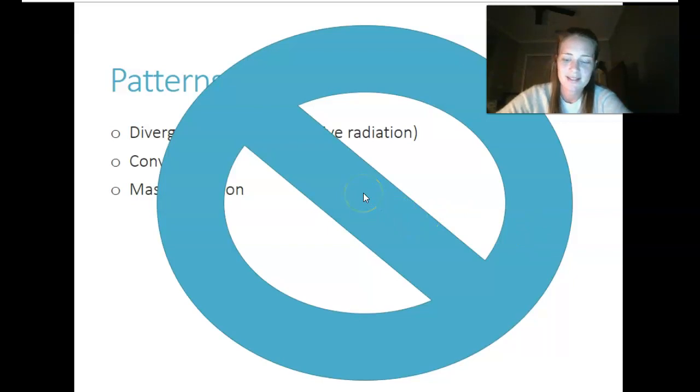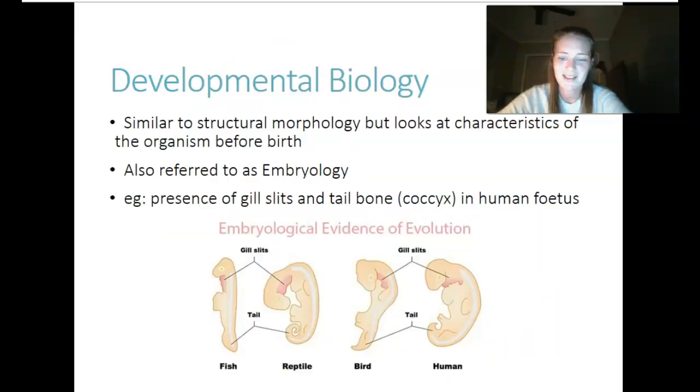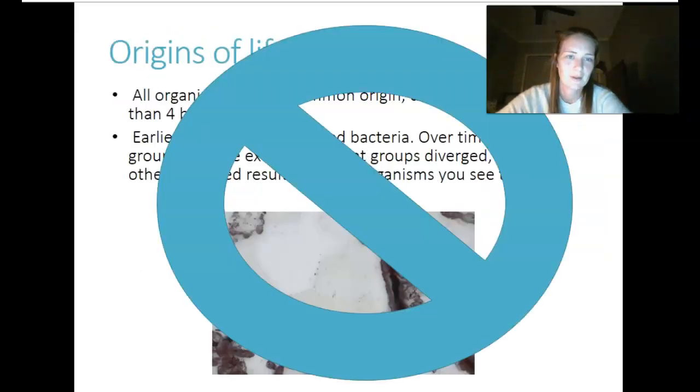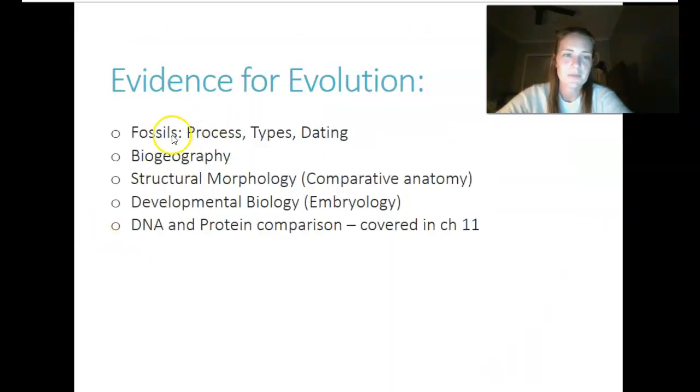I think that's it for chapter 10. So I'll just quickly backtrack. Okay, so we've looked at fossils, the different types, the processes, and how we date them, what biogeography is, what structural morphology is, and what developmental biology is, and how all of these are considered evidence that evolution is a thing.